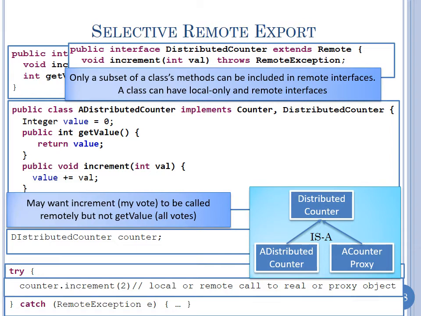So we can have both real and proxy objects assigned to this variable. And when we type this variable as DistributedCounter, we can only invoke the remote methods on it. We cannot invoke the local-only methods on it. That's a side effect, a consequence of what we said.